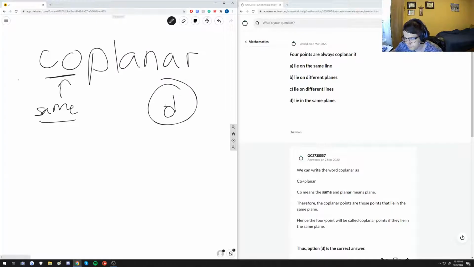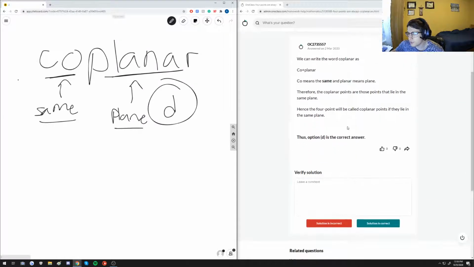Just looking at the word, we have the root of the word, planar, meaning plane, and the prefix co. Once you deconstruct the word, you can get the answer pretty quickly. So the answer choice for this problem is D. Looking at the written response here, it's basically exactly the same thing that I've said. So let's just write that this solution is good. Great job. All right, and that is the first question.